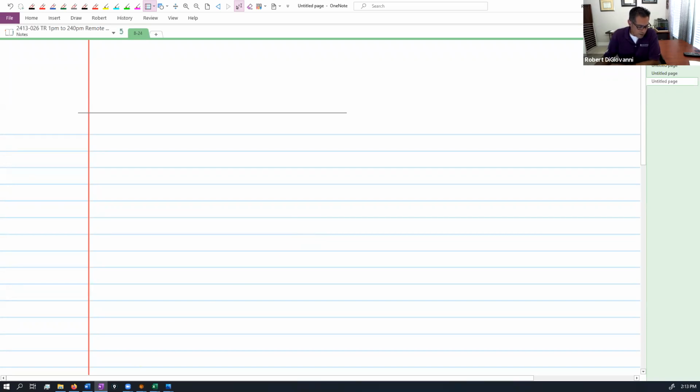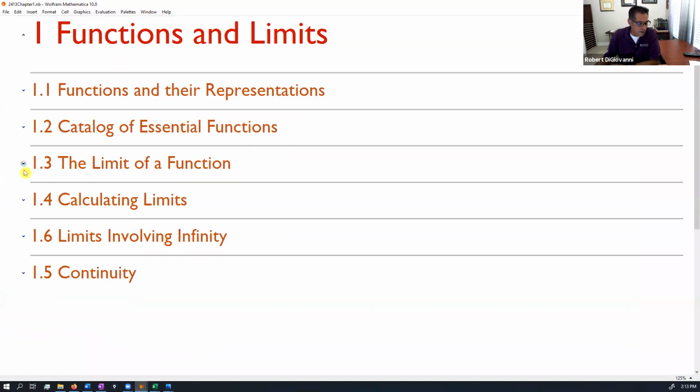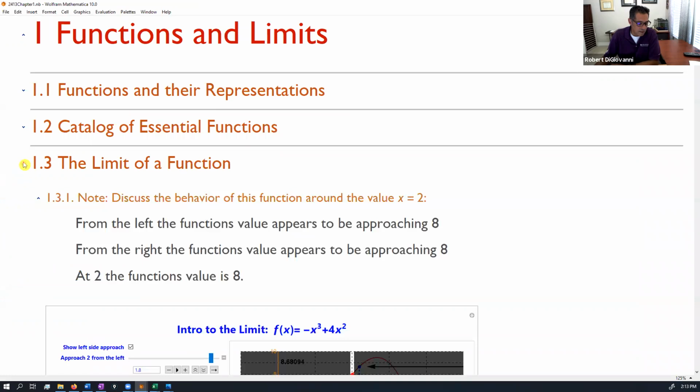We gotta start with the first idea though. And the first idea here takes us back to chapter 1. And it's the idea of what's called the limit. All right, let me evaluate this.